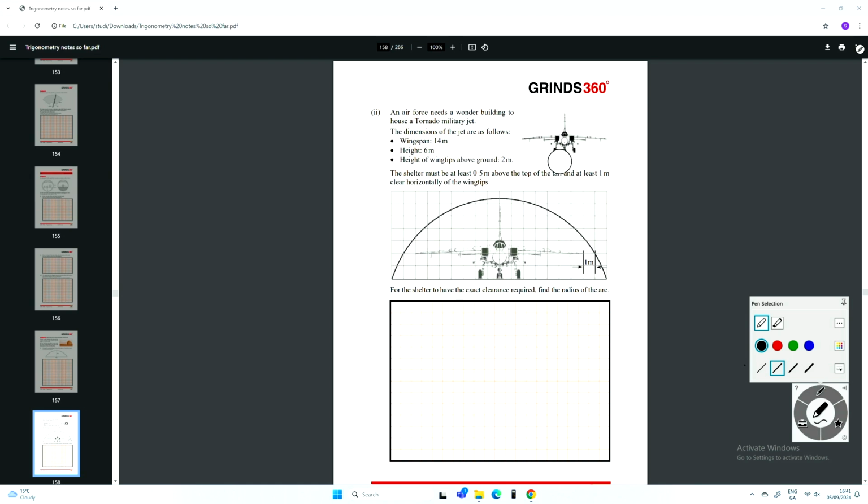The wingspan is obviously from the tip of one wing to the other, that's 14 meters. The height from the ground up as far as here is 6 meters. And the height of the wingtips above the ground, that distance there, is 2 meters. It says the shelter must be at least 0.5 meters above the top of the tail and at least 1 meter clear of the horizontal wingtips. So for the shelter to have the exact clearance required, find the radius of the arc. It's the same question we had a moment ago, I just have to work out the measurements myself. They're not given here.